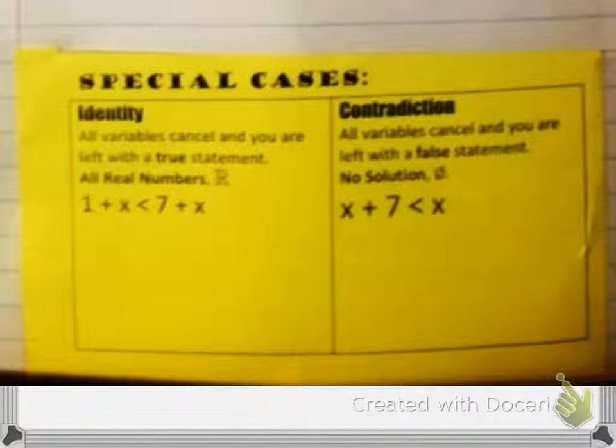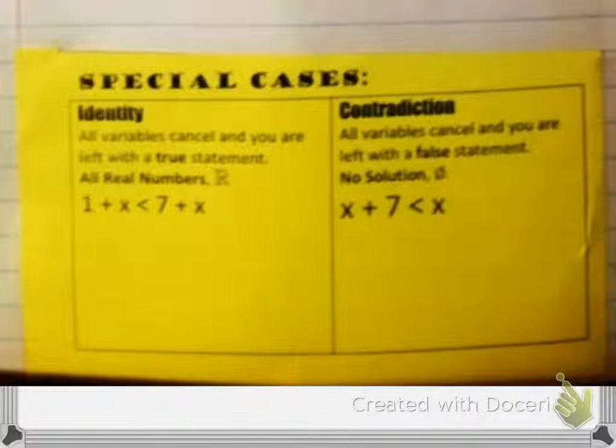The first of those is what we call the identity. On these, all variables have canceled out, and you are left with a true statement. The answer to these you would write is all real numbers, and you can use that fancy R that I showed you last 6 weeks.